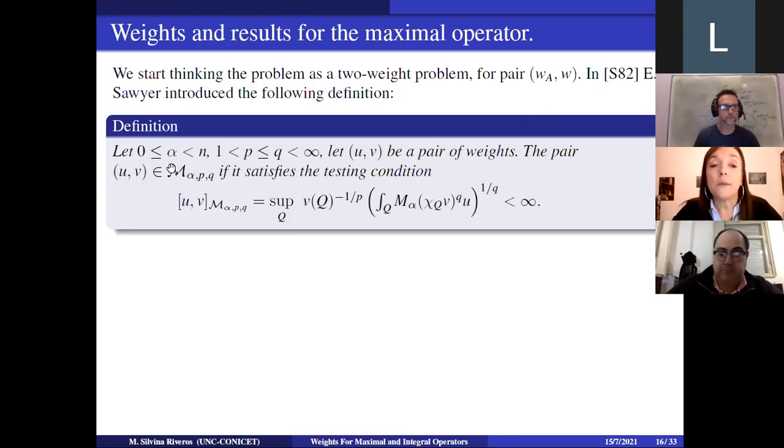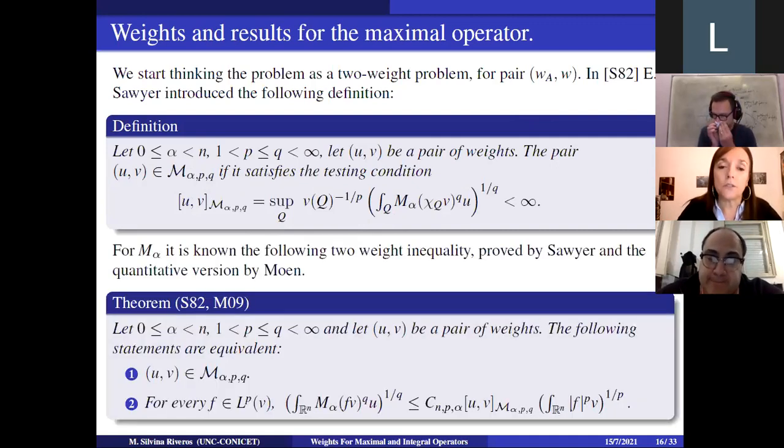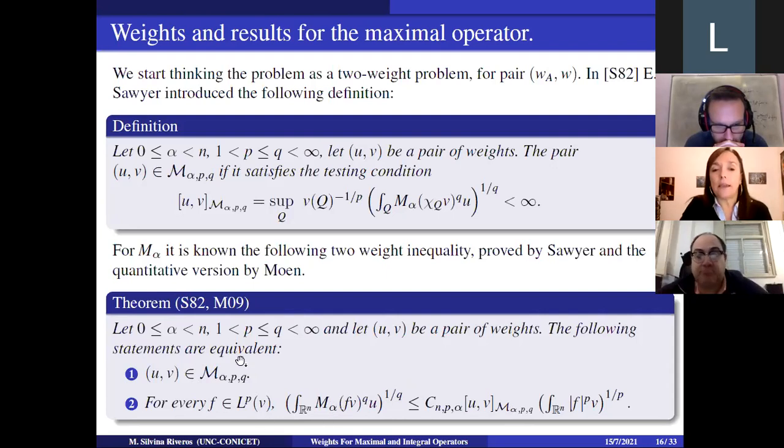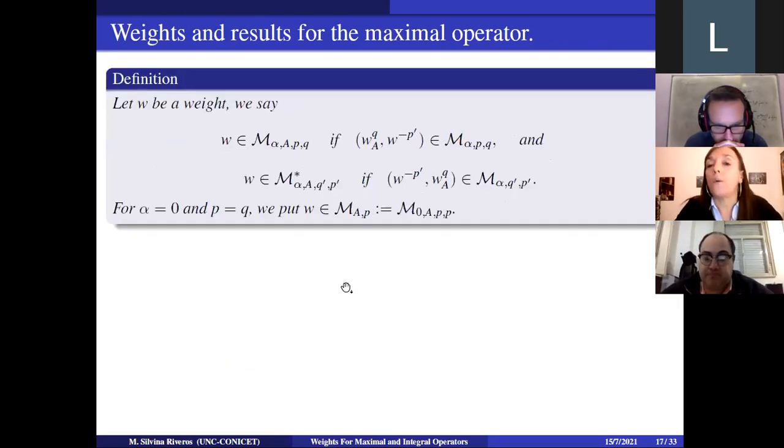If alpha is greater or equal to 0 and less than n, and we have a pair of weights that satisfies this condition, this will be the testing condition. So Sawyer proved an if and only if for the fractional maximal operator, but Moen proved a quantitative version of this. So the very well-known result is that a pair u, v satisfies this testing condition if and only if we have a strong PQ inequality.